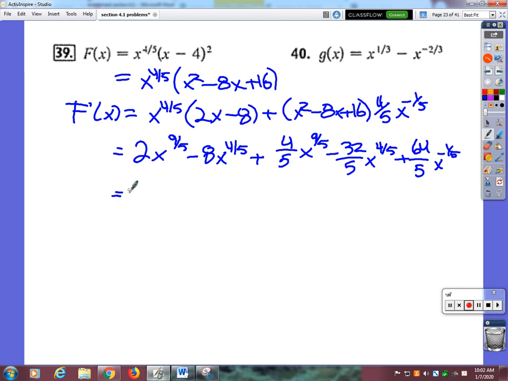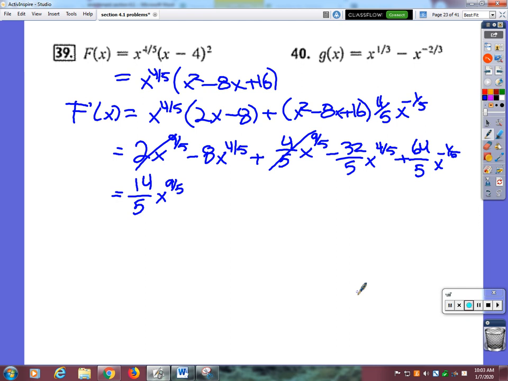Do you want to go 2 and 4/5? Do you want to go 2.8? Do you want to go 14/5? 14/5. We already have some improper fractions running around. We might as well embrace it, right? So 2x to the 9/5 plus 4/5 x to the 9/5 ends up being 14/5 x to the 9/5. That's pretty.